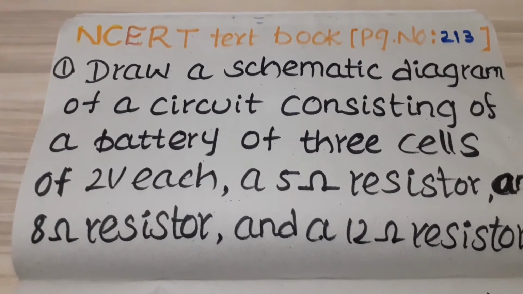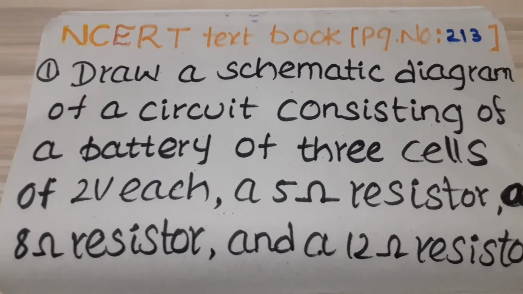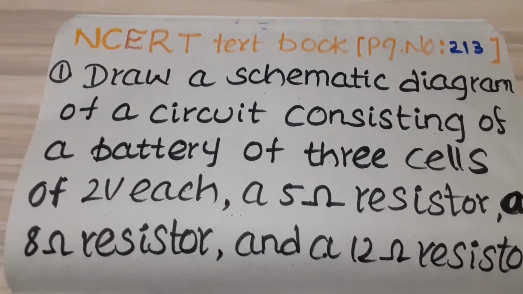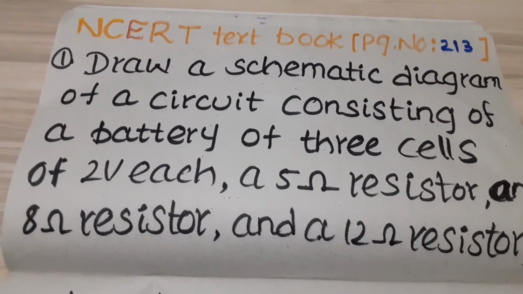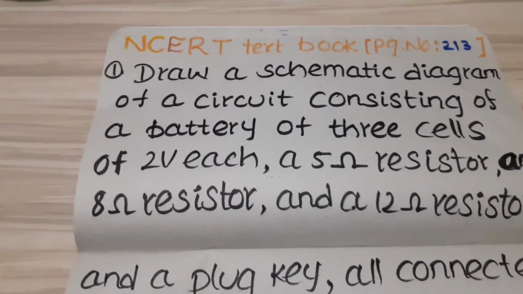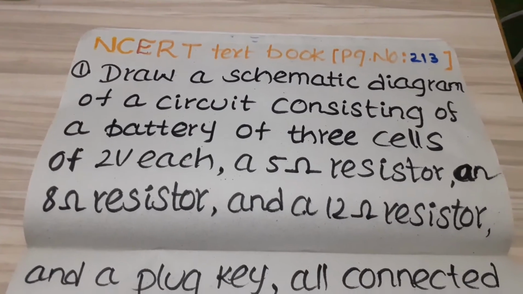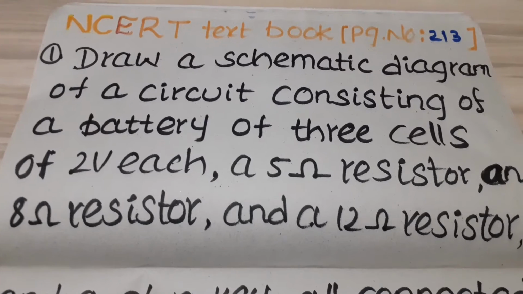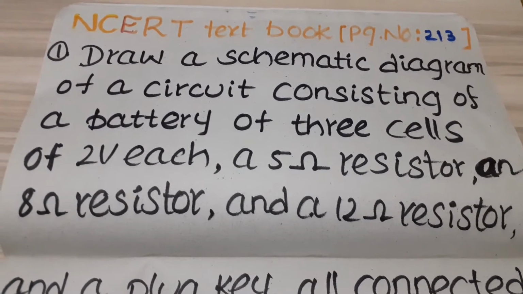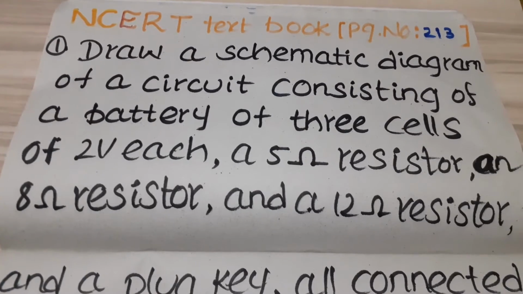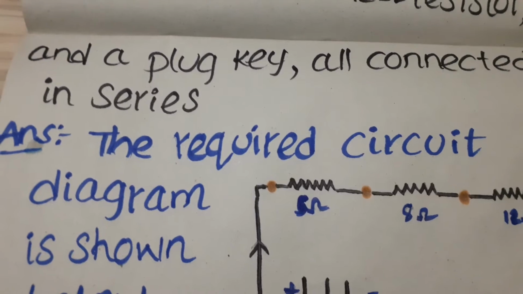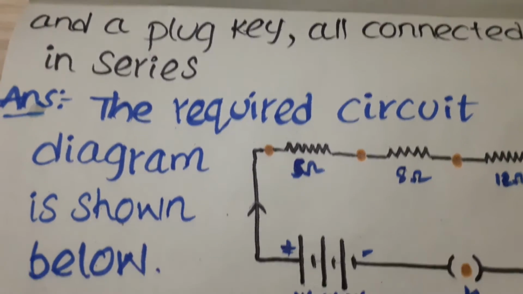So that is the last topic. Next, students, please open the NCERT textbook page number 213. First question: draw a schematic diagram of a circuit consisting of a battery of 3 cells of 2 volts each, a 5 ohm resistor, an 8 ohm resistor and a 12 ohm resistor, and a plug key, all connected in series.